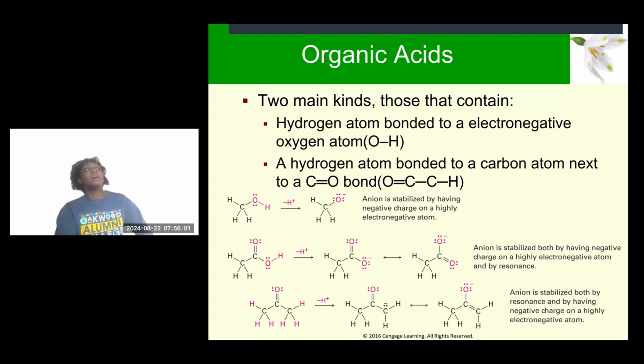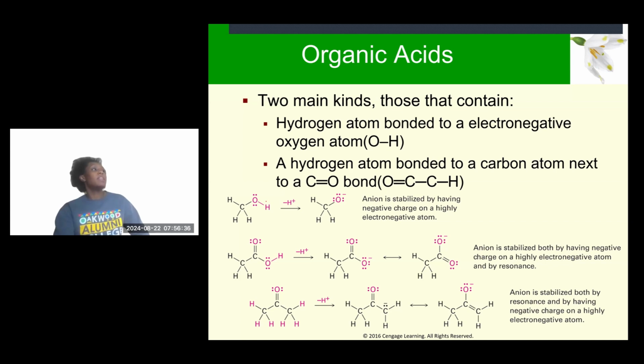All right, so two main kinds are those that contain a hydrogen atom bonded to an electronegative oxygen atom. If you have OH, we know that that is going to be an acid. And a hydrogen atom bonded to a carbon atom next to a carbonyl group, okay? If you're next to a carbonyl group, that anion is stabilized by having a negative charge on a highly electronegative atom. So let's look at it here.